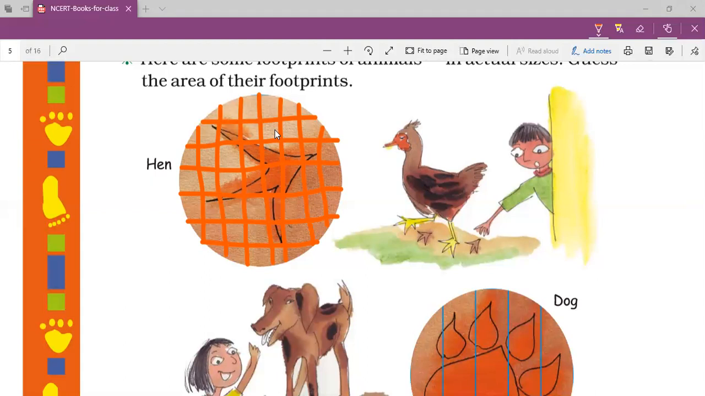Second, count the half filled area. Third, count the more than half filled squares. Then count the less than half filled squares. So these four things are very important. When you write these four things, you will easily find the area of that picture. So the first one, they are saying, count the complete filled area.